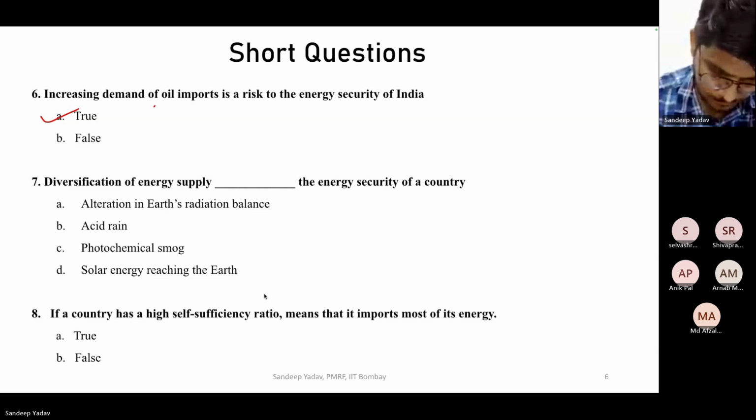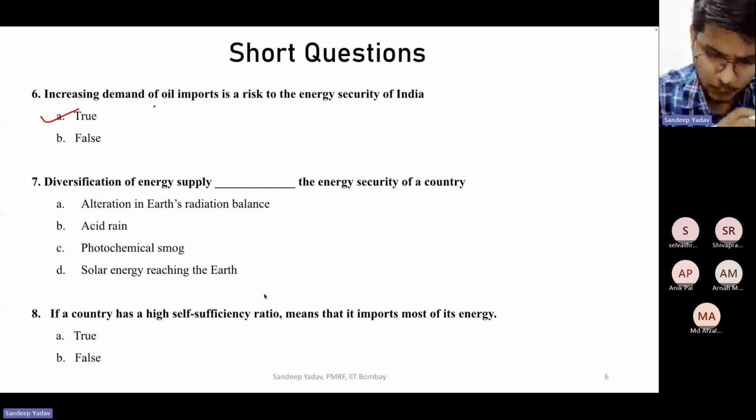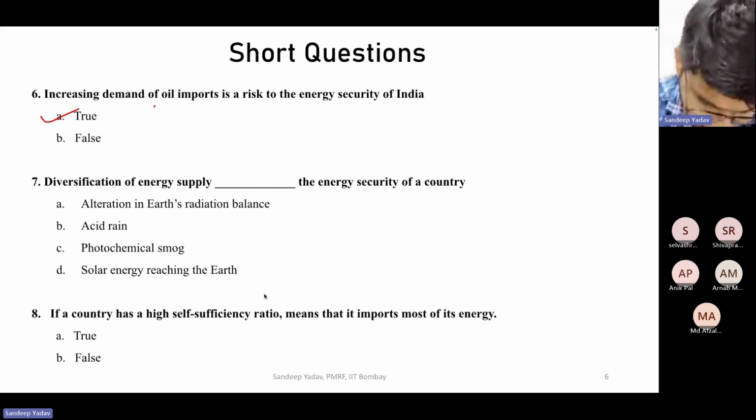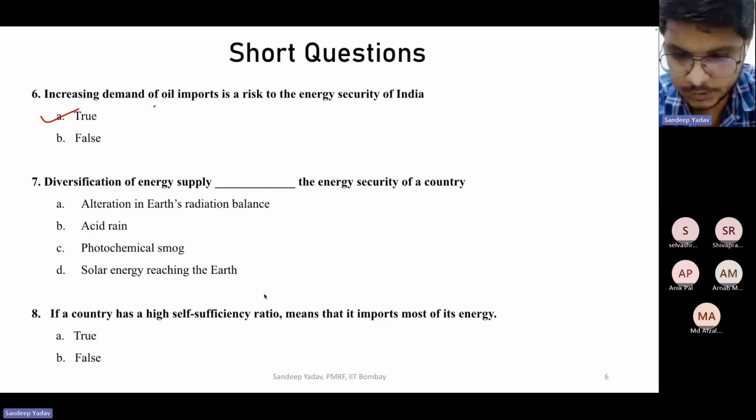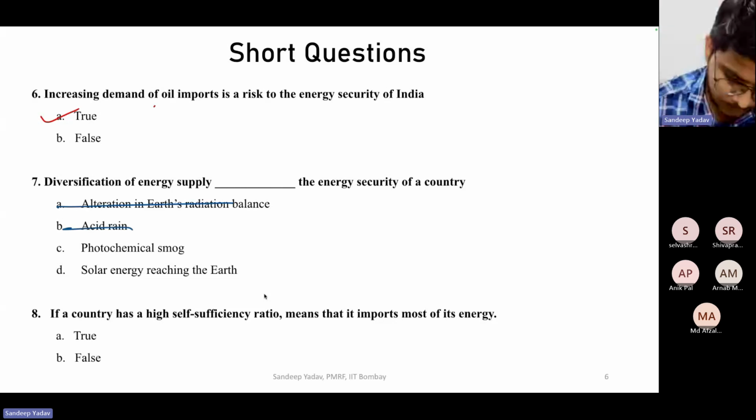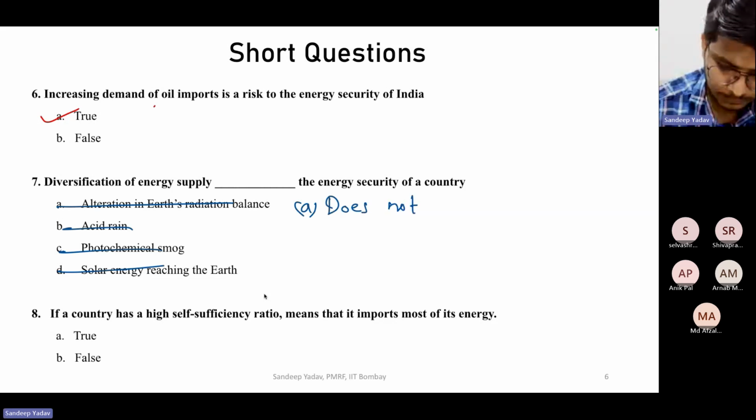Diversification means, as per the option given. Just hold a minute. These options are ideally. Didn't get it properly. Yeah. Actually, the question was having some mistake. Let me just solve it. Yeah. So if you will see the options will be: does not affect, option B will be strengthens.